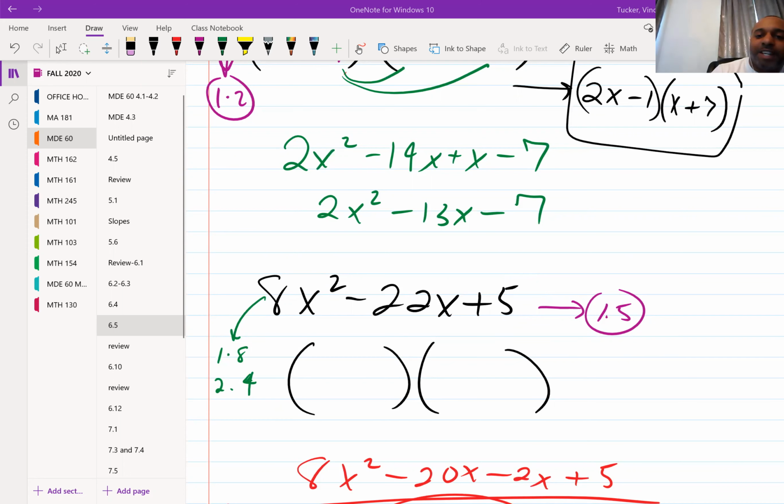So our signs are going to be the same because we have this plus sign right here. All right, and then let's just know that our signs are going to both be minus. All right, then our factors of 5, just 1 times 5. Don't have a choice there. 1 and 5 is all we got.